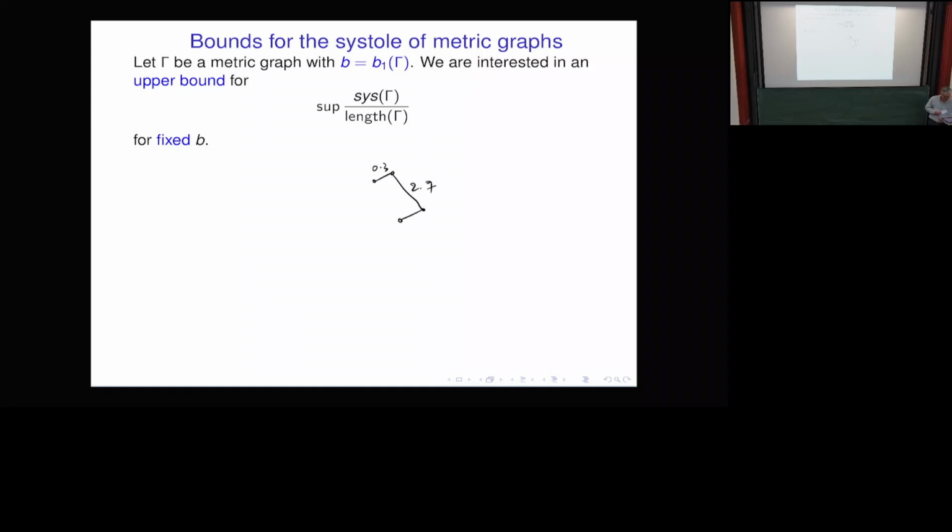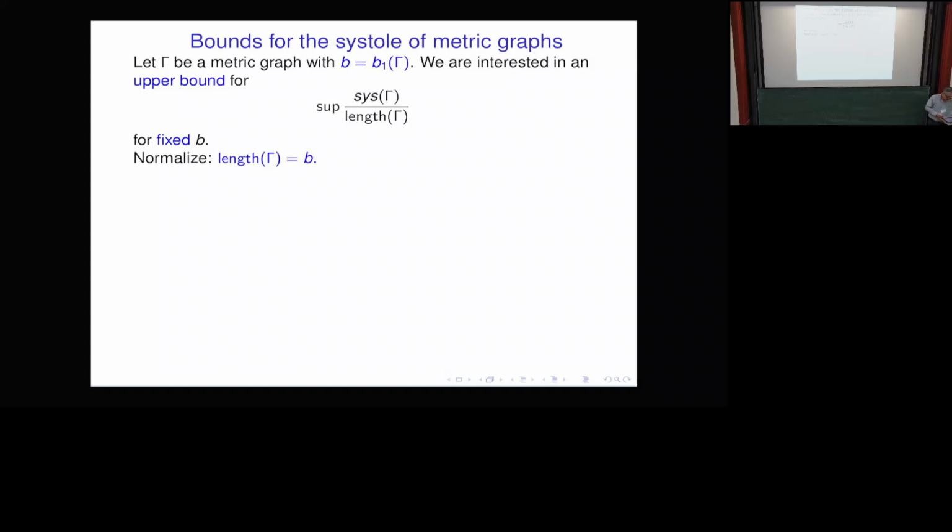And as we said, we have to decide what the total length is, or we have to normalize, right? Because when we rescale the metric, the systole changes. So in fact, we're interested in a quotient, systole over length. In the literature, actually, it's always the other way around. I'm not sure why, but this seemed more natural to me. So we want to find an upper bound for fixed b.